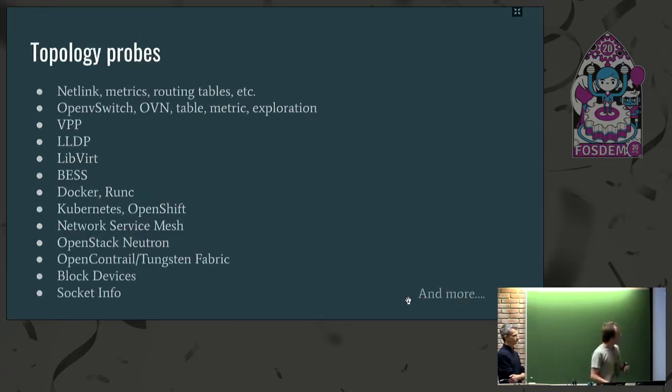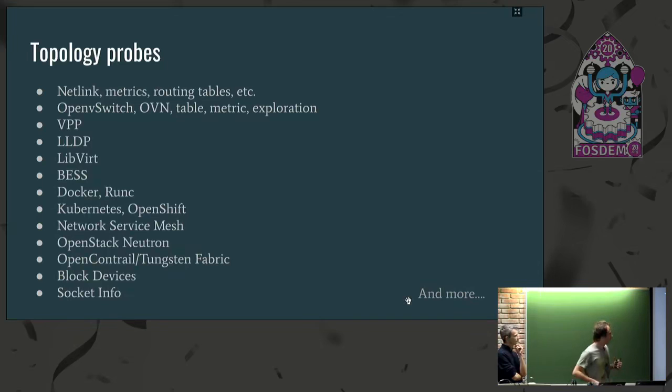And so where do we get all this topology information? Well, from everywhere we can. We use Netlink to get information from the network interfaces, to get the metrics, the routing tables, the FDB. I won't go through all of those, but the main one is Open vSwitch, and many SDNs are using Open vSwitch, so you have support for many SDNs out of the box.